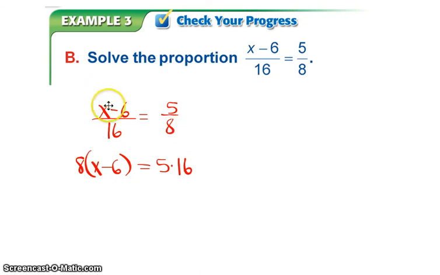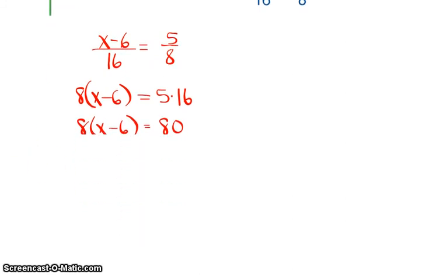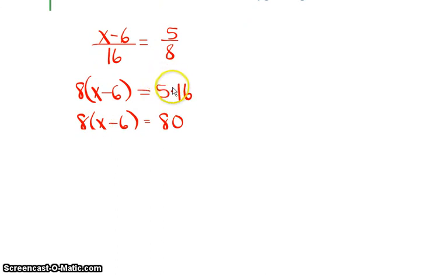Okay, 8 times a quantity x minus 6 and 16 times 5. Okay, so what I did here, I'm solving this one a little bit differently. Might save you a step or two. I took 5 times 16 and got 80. I didn't do the distributive property over here yet. So instead of doing the distributive property, I'm going to go ahead and divide both sides by 8. And what happens here is that the 8's over here cancel out.